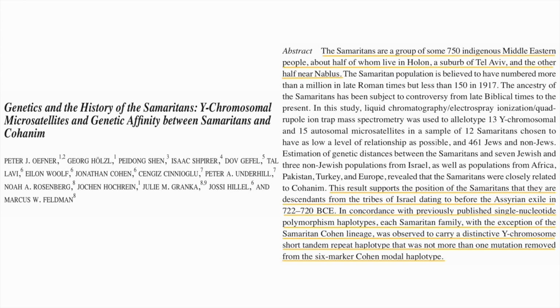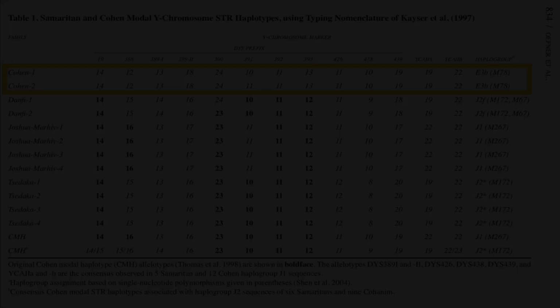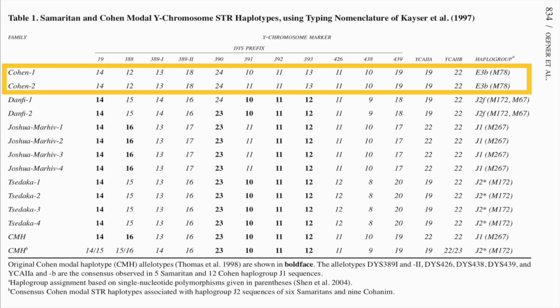Each Samaritan family, with the exception of the Samaritan Cohen lineage, was observed to carry a distinctive Y-chromosome short tandem repeat haplotype that was not more than 1 mutation removed from the 6-marker Cohen model haplotype. In the Table 1 chart, it shows Cohen 1 and Cohen 2, and they have E3B, specifically E-M78. Cohen 1 and Cohen 2 are E-M78. And remember, Cohen, tribe of Levi.